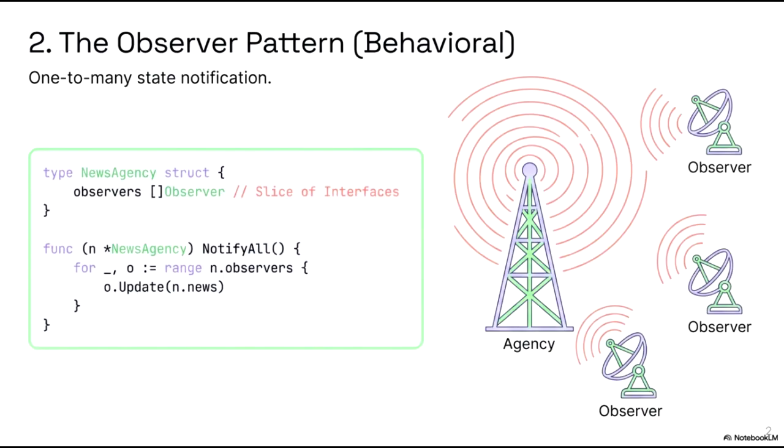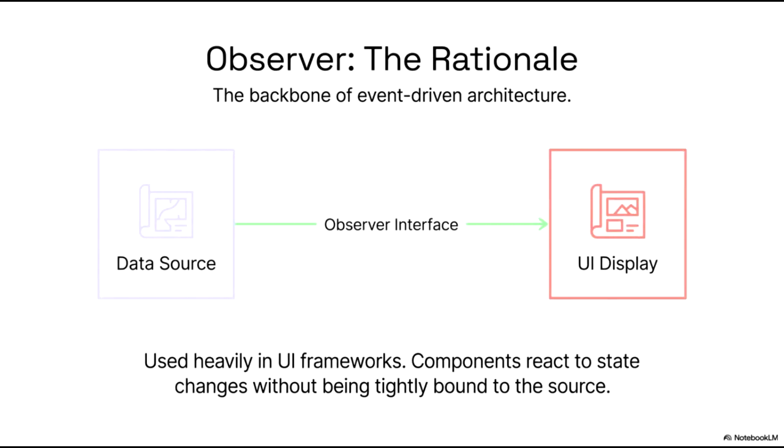The notify all method demonstrates the core logic of the pattern. When an update occurs, the method iterates through the entire slice of registered observers and calls the update method on each one, passing along the relevant news data. The illustration on the right visualizes this dynamic perfectly. The central agency tower acts as our subject, broadcasting signals. Multiple observer dishes are tuned in to receive these broadcasts simultaneously. This architecture allows us to add or remove observers at runtime without modifying the news agency's code, promoting a highly flexible and maintainable design. The observer pattern represents the fundamental rationale and backbone of event-driven architecture.